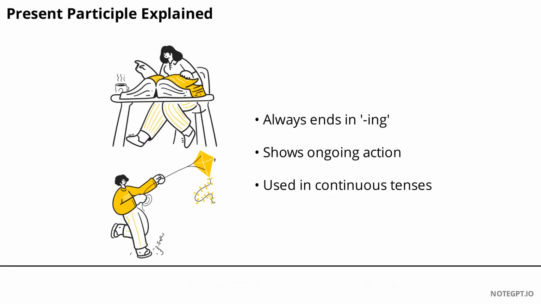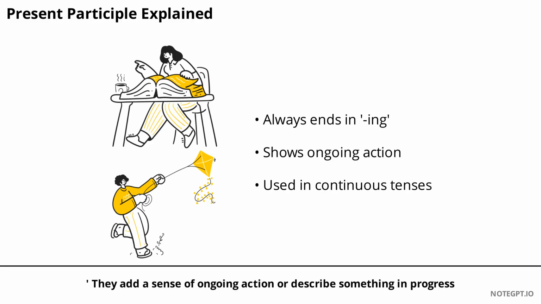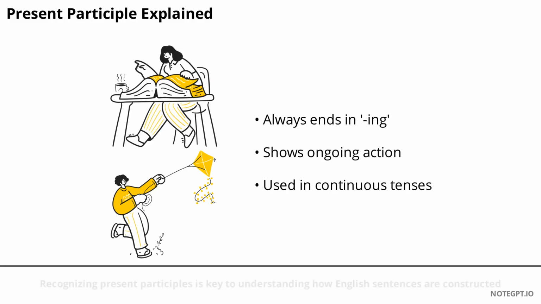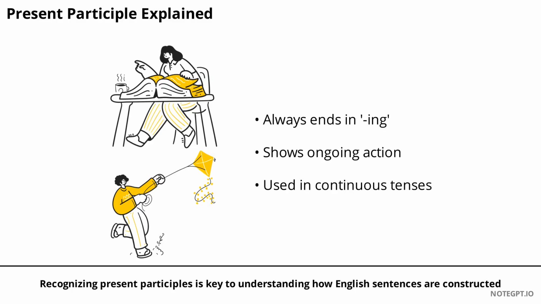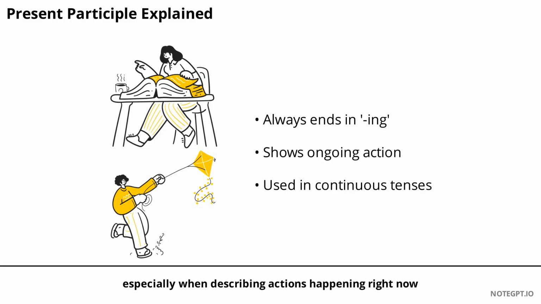The present participle is the "-ing" form of a verb, such as running, eating, or studying. This form is the same for both regular and irregular verbs. Present participles can be used to form continuous tenses, like "she is running," or as adjectives, as in "the running water." They add a sense of ongoing action or describe something in progress. Recognizing present participles is key to understanding how English sentences are constructed, especially when describing actions happening right now.